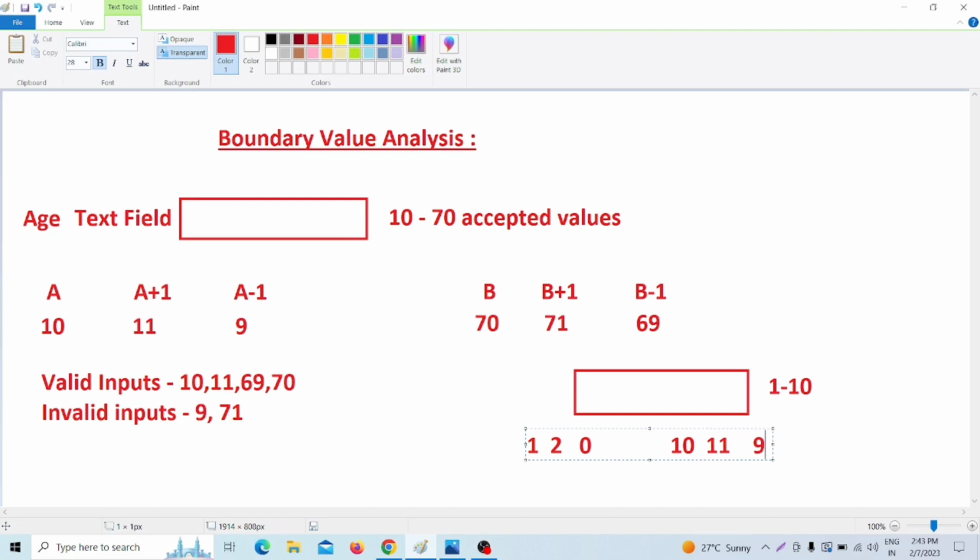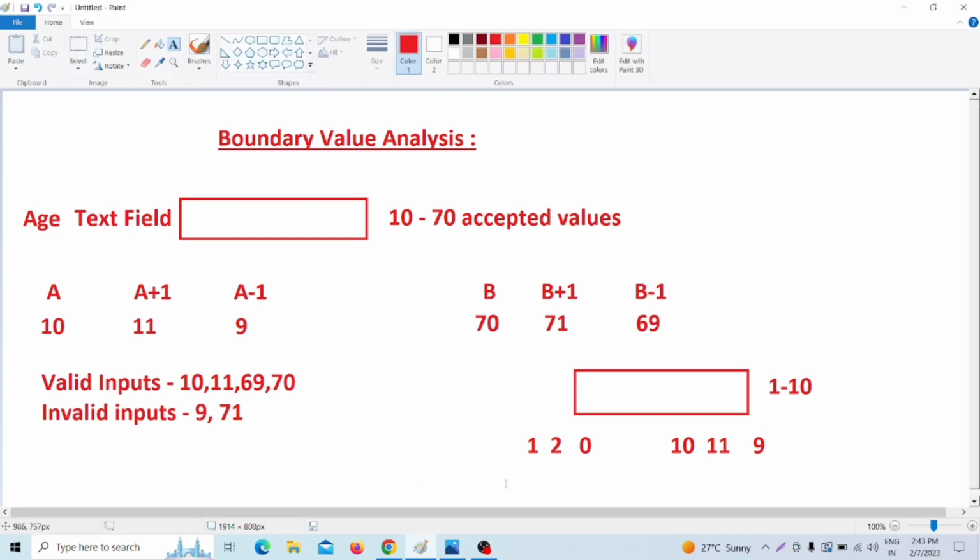10 plus 1 equals 9. So here also we have to put these 6 test cases. Here we can also get 6 test cases. So here 0 is less than 1, so it's invalid, and 11 is greater than 10, that is also invalid test cases. So these are the invalid test cases, and here also these are the invalid test cases.